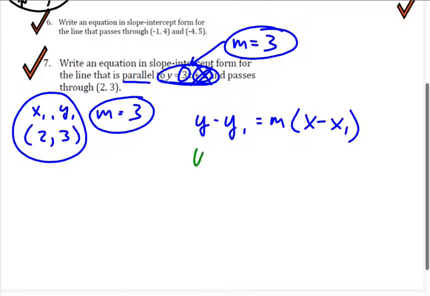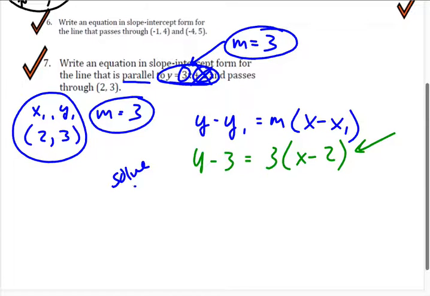So y minus 3 equals 3 times x minus 2. There we go. We're done. It's in point-slope form. But I also want you to write it in slope-intercept form, so you're going to solve for y. Just solve for y. So get rid of the parentheses.